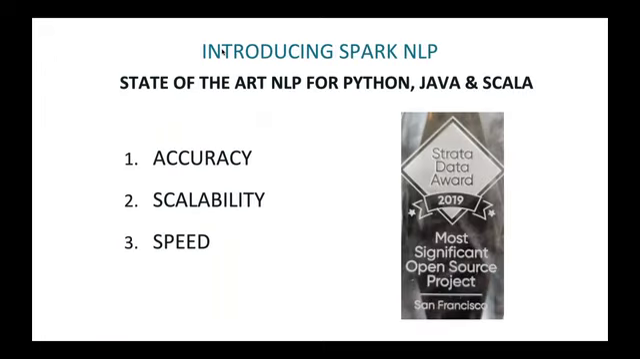So Spark NLP is an open source library whose goal is to provide the community with state-of-the-art NLP for Python, for Java, and for Scala. And with state-of-the-art, we're talking about really three things: accuracy, scalability, and speed. When the library started, just being based on Spark and being the only natively scalable NLP library was a big draw for people who needed either the scalability or the extreme speed, either on a single machine or on multiple machines.